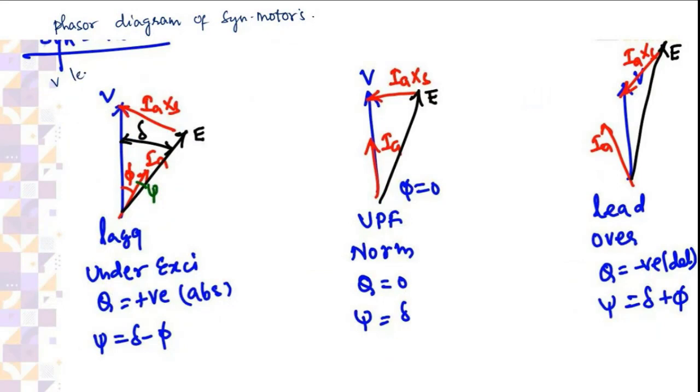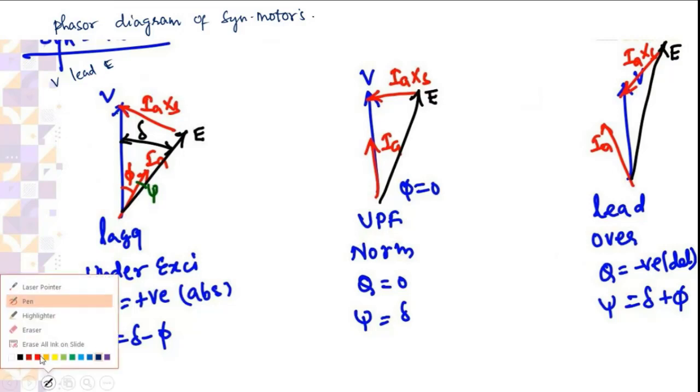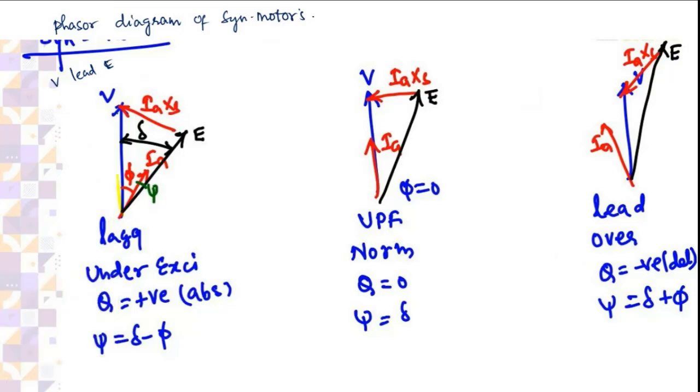Similarly, for motor, it's reverse. V leads E now. For motor, supply voltage minus drop is equal to EMF. You see the phasor is quite opposite. Now here also, this height is E cos delta. If E cos delta is less than V, Q is positive. So Q is positive means absorption.